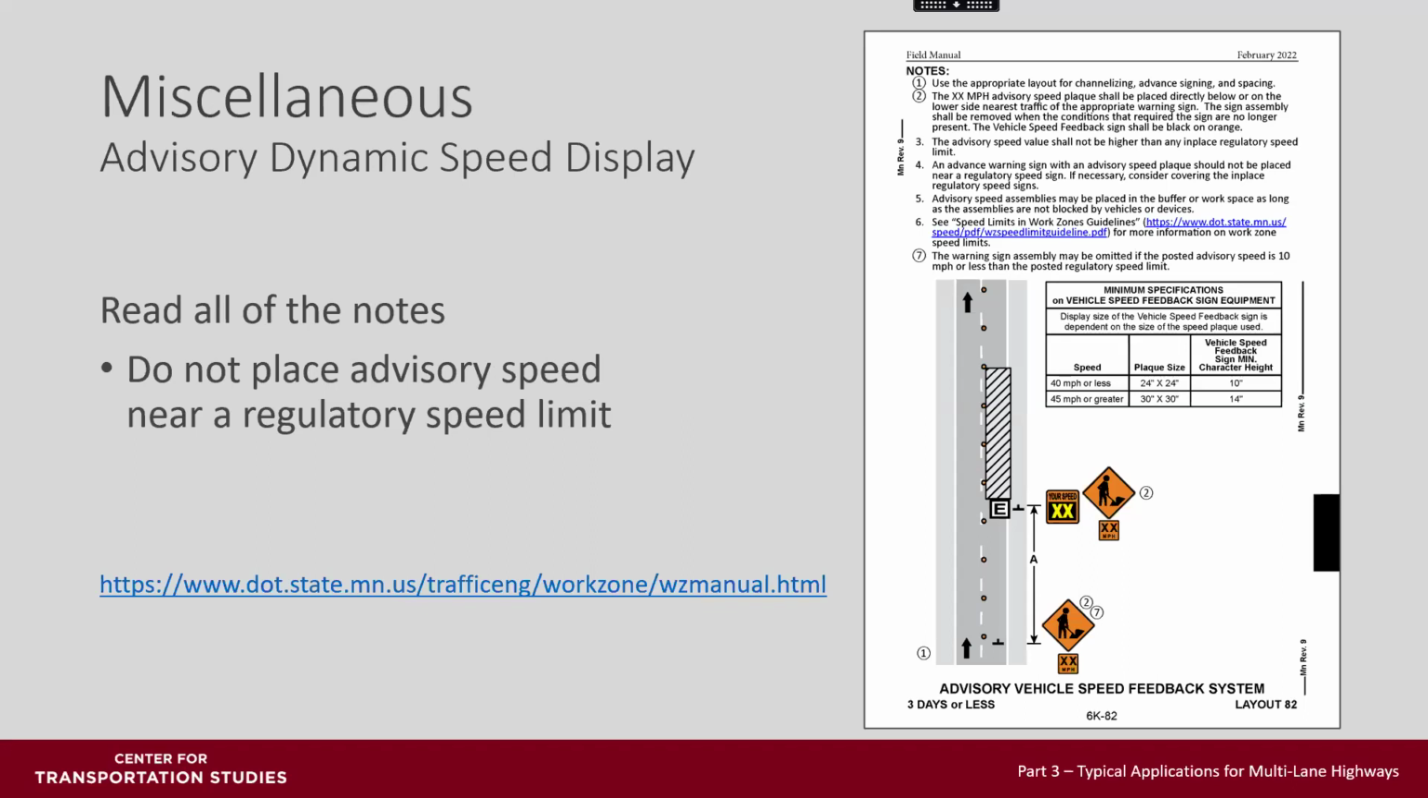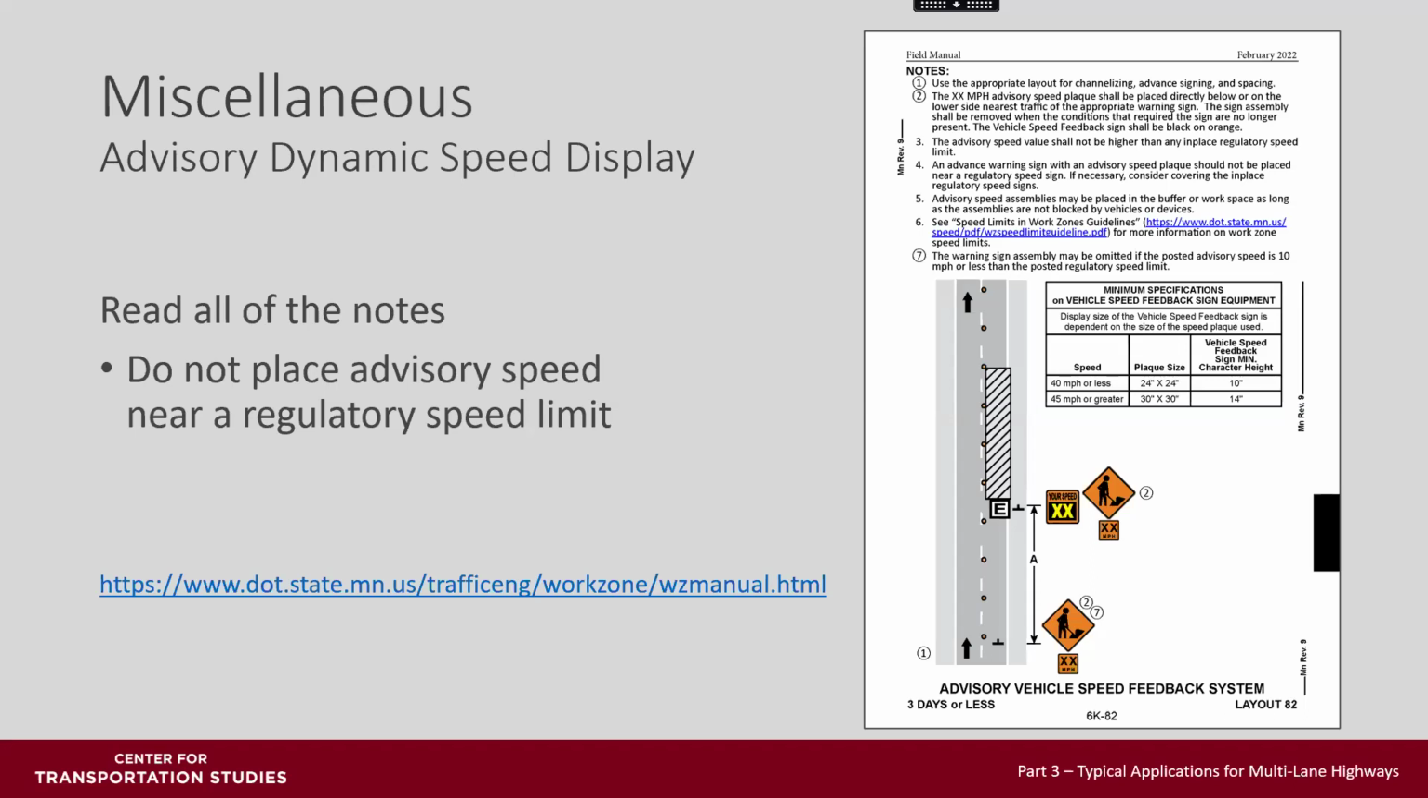Use of an advisory speed limit with a speed feedback sign is a very effective method of reducing vehicle speed through the work zone. It's important to note that for longer work zones, the speed feedback sign should be repeated where the workers are at least every mile.